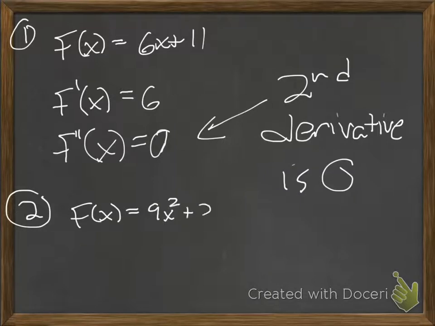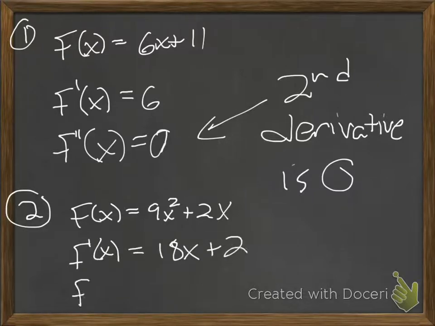Here's another function, another quadratic. Find the second derivative of this. That means take the derivative twice. Once gives you 18x plus 2. A second time gives you just 18. So it's the same derivative rules. These are all just power rules, nothing fancy.